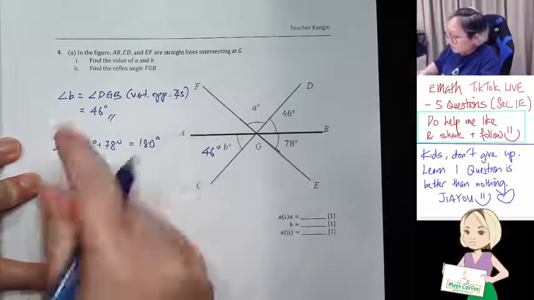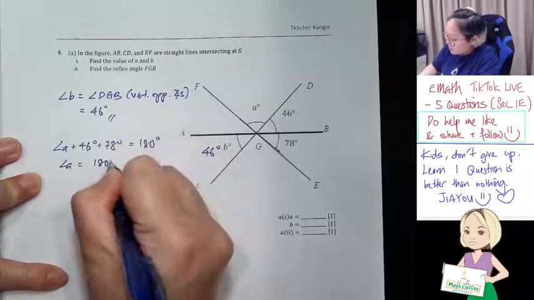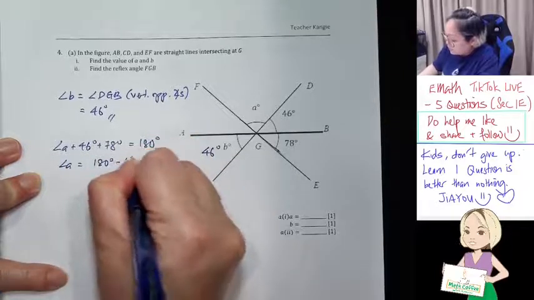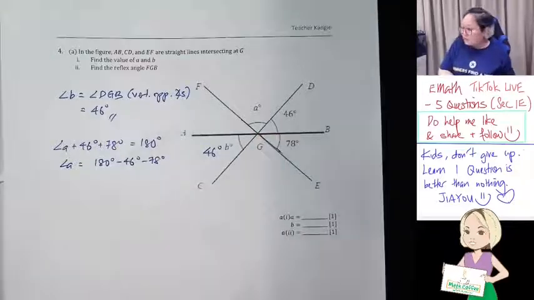Okay, so next you want to solve angle A. So 180 remains. So I'm going to bring these to the right hand side. So it becomes minus 46 and minus 78.